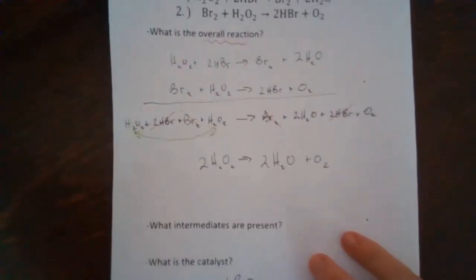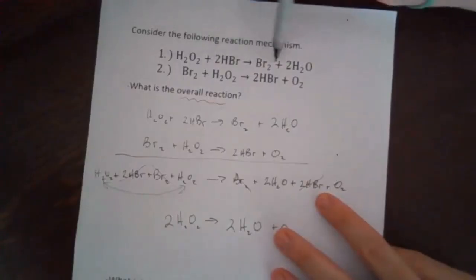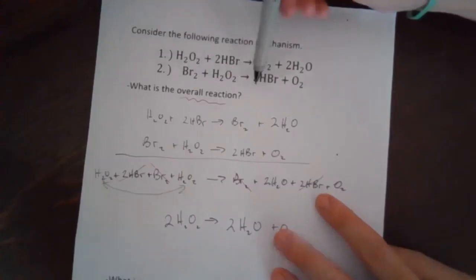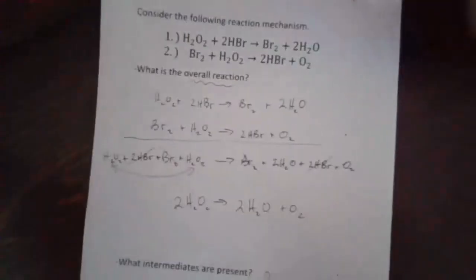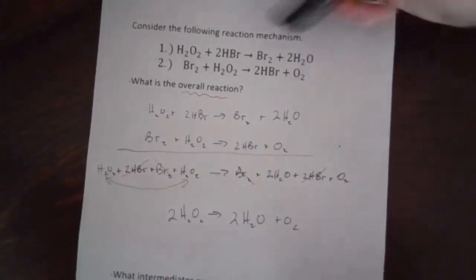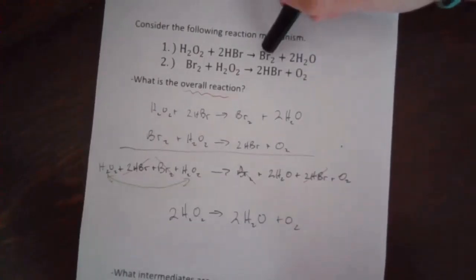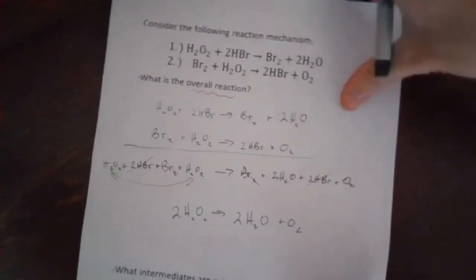What intermediates are present then? So when we see Br2, if we follow the trend, H2O2 and HBr form Br2. So the first time we see Br2 in the reaction mechanism, it is a product. After being a product, it is then a reactant in the next step. That is indicative of being an intermediate. Intermediates are formed during the course of the reaction mechanism. They are not present at the beginning of the process, and they're not present at the end, right? It is made and then consumed. A catalyst is consumed and then made. And so those are the differences.